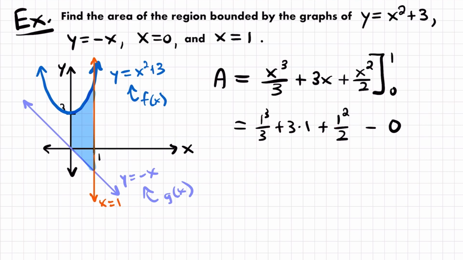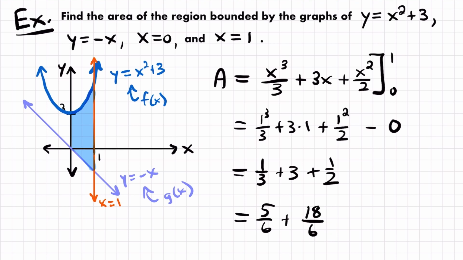All right, and so if we simplify what we have here, this will be equal to 1/3 plus 3 plus 1/2. Now, 1/3 plus 1/2 is equal to 5/6, so this will be equal to 5/6 plus 3, and 3 could be rewritten to be 18/6, so we'll have 18/6. And so if we add 5 and 18, since we have a common denominator, this will be equal to 23/6. And so that is the area of this shaded region between these two functions.